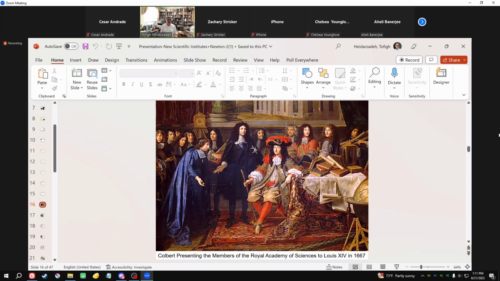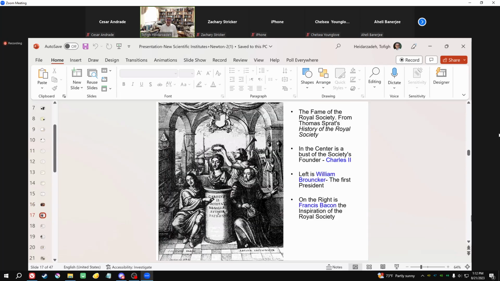So this is the charter of what's called the Royal Society of London. Here you see the bust of Charles II. At the left, you have William Brouncker, who was the first president of the Royal Society. Who is this guy here on the right-hand side?